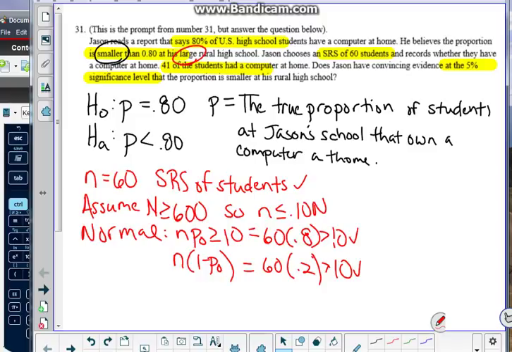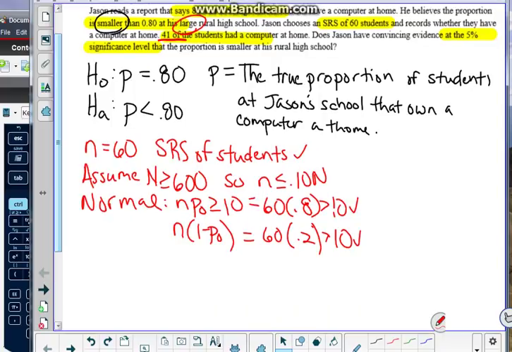Okay? Other things that I want to write down. Notice I don't even have a p hat here. I don't even know what my sample size is. Or I don't even know what my sample proportion is. Well, that comes from the 41 that say they have a computer.